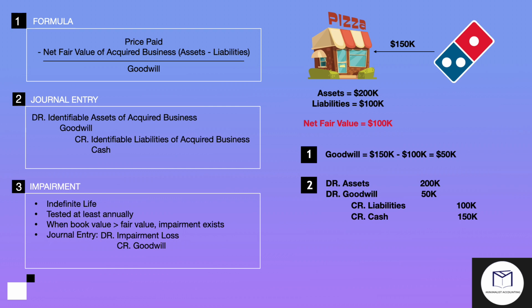Finally, moving on to impairment, assuming that there was an impairment of $10,000 by the current year end, we would debit an impairment loss of $10,000 and credit goodwill for the same, reducing our asset, reducing our goodwill by $10,000. Note that we could have arrived at the value of goodwill using either the formula or the journal entry method. That's it.